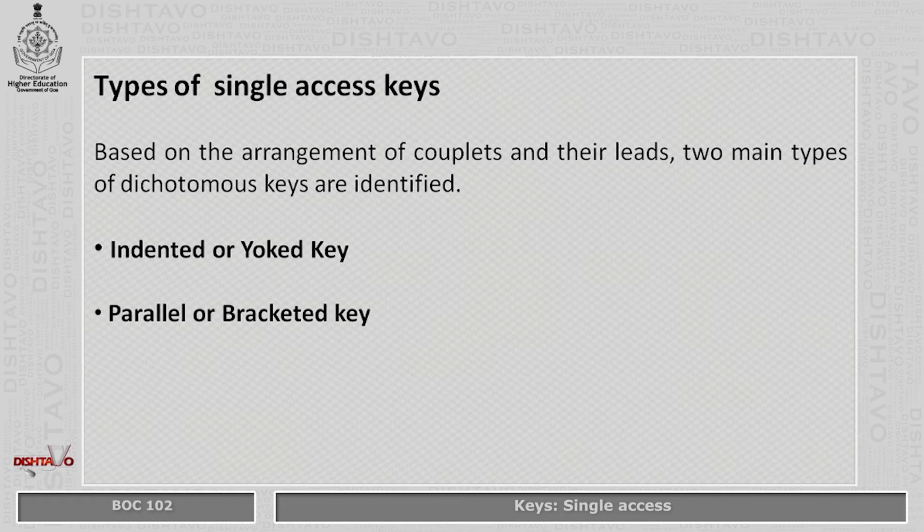Coming to the types of single access keys, based on the arrangement of couplets and their leads, two main types of dichotomous keys are identified. So based on the arrangement of couplets and its leads, we have indented or yoked key, and parallel or bracketed key.